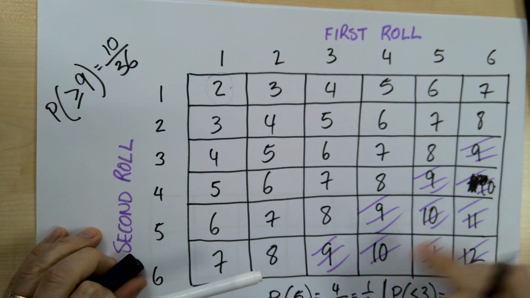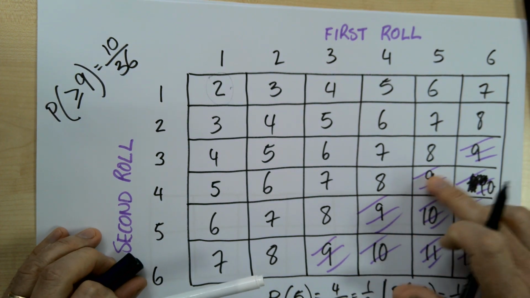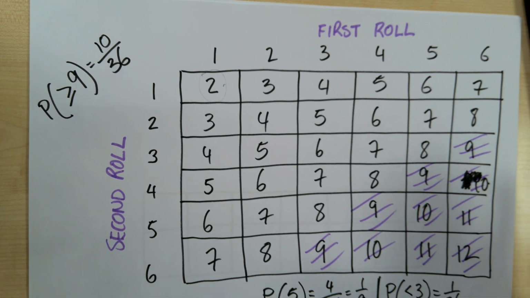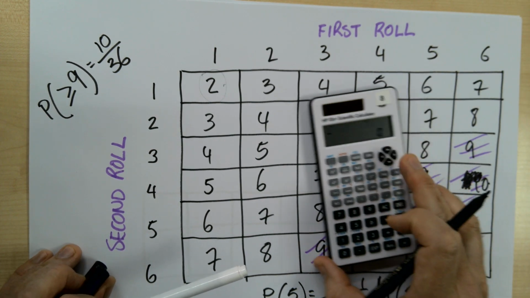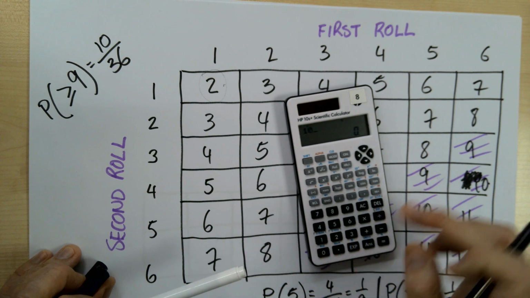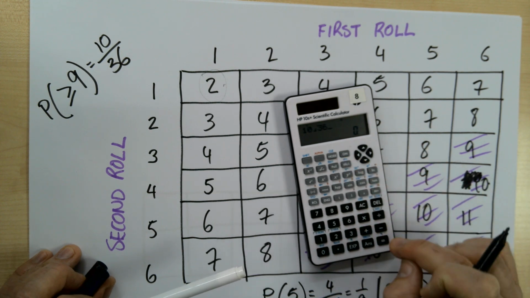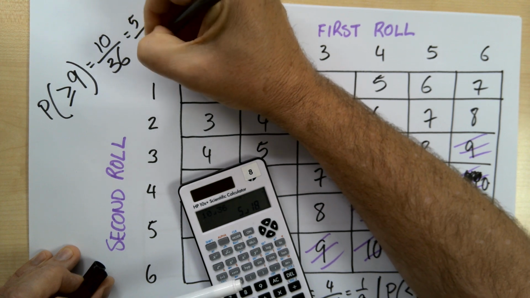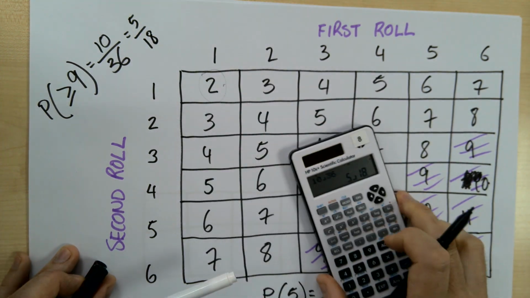10 over 36. Let's check that again. 1, 2, 3, 4, 5, 6, 7, 8, 9, 10. Okay. If you can count, you can do this stuff. Let's just go back to the magic buttons again. 10 ABC 36 is 5 over 18. And that's the simplified fraction.